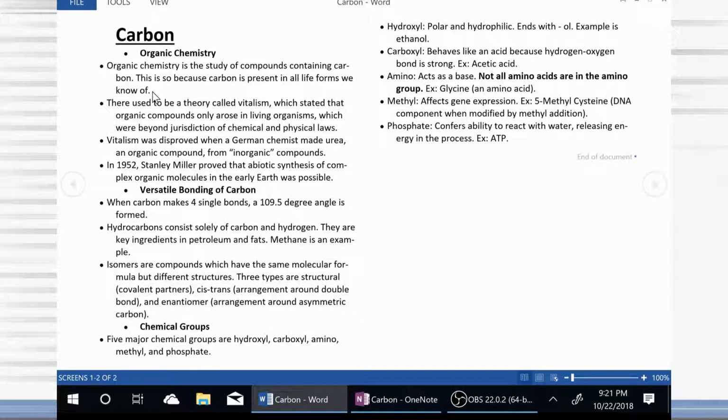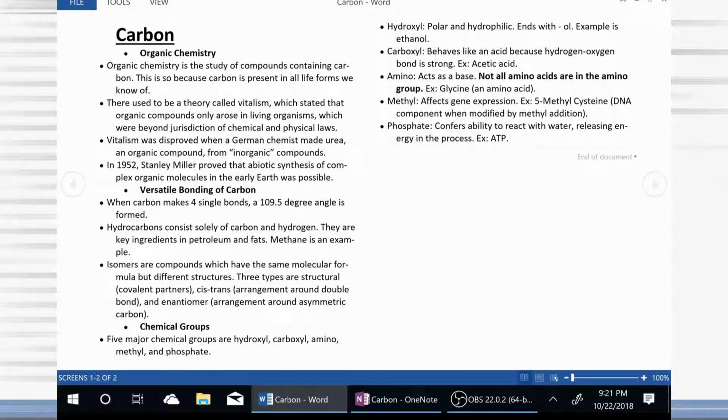Now, to explore the history of organic chemistry and why organic chemistry is called organic chemistry, we have to go back in time, and we realize that there used to be a theory that is called vitalism, which basically stated that organic compounds arose only in living organisms, which were not controlled by chemical or physical laws that apply to supposedly inanimate objects. However, vitalism was disproved when a German chemist made a substance called urea, which is an organic compound, from supposedly inorganic compounds such as NH2.